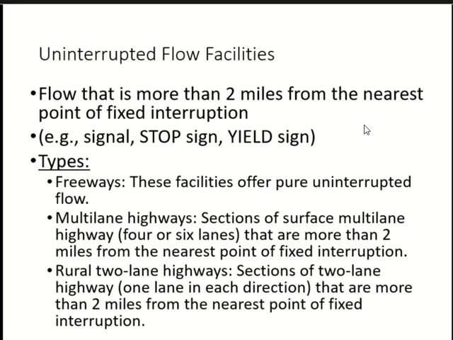Then we have two other types which have interruptions. But the distance between the interruptions is so long that in that distance we can consider it uninterrupted. So we have multi-lane highways and rural two-lane highways. In both these cases, we have interruptions. There are intersections on these highways. But the distance between the intersections is very long. How long? Look at the top. More than 2 miles. So in that distance, we consider it uninterrupted.